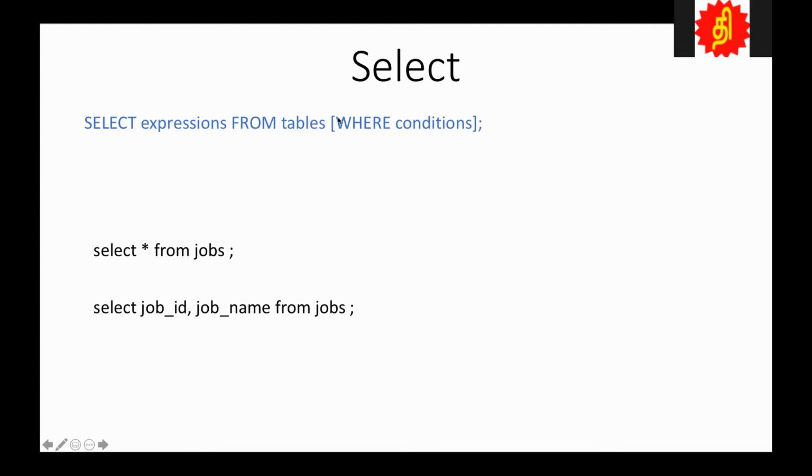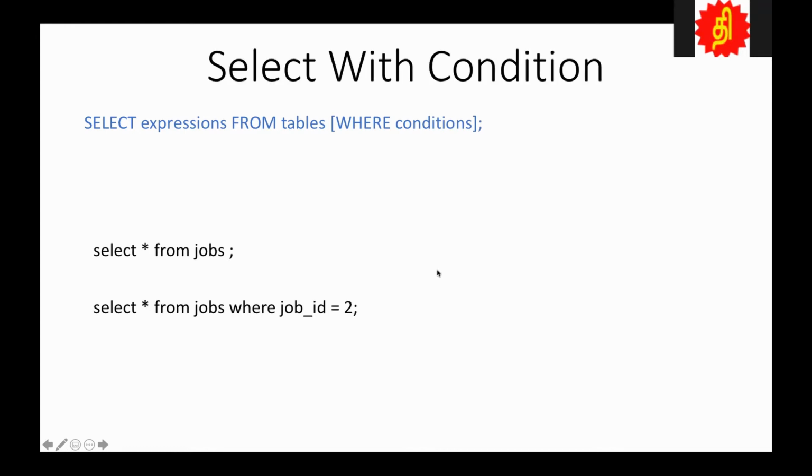Then there is something called where conditions. Now, select the expression, that's what they call it, whatever the table or a star. From where? The source. From table is the source. Then the conditions. The condition is optional. Now, this is the pure select statement.